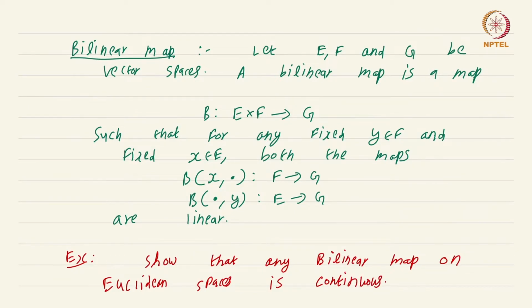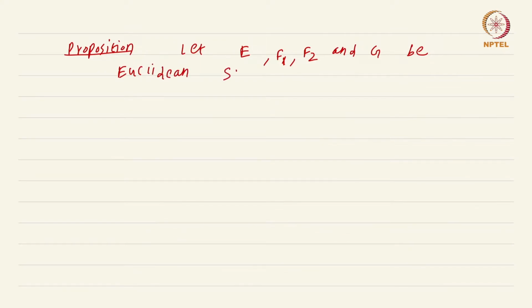Okay. So now with the notion of bilinear map at hand, we can state and prove a very simple product rule. It's quite general, but at the same time the proof is not hard. So the setup is, let E, F1, F2 and G be Euclidean spaces and B from F1 times F2 to G be bilinear.